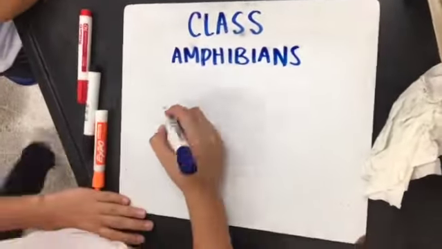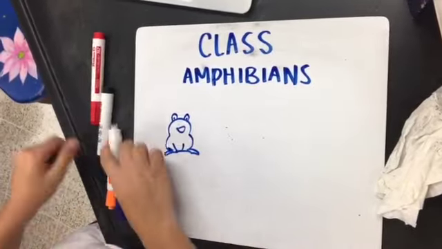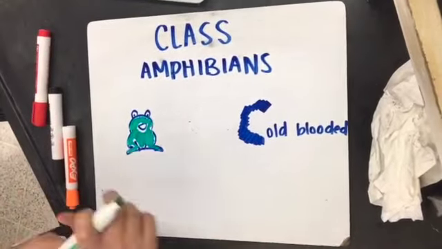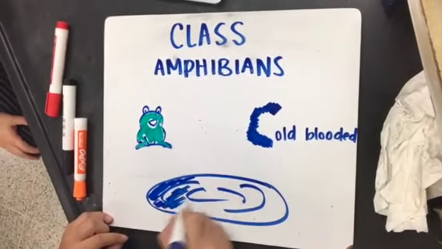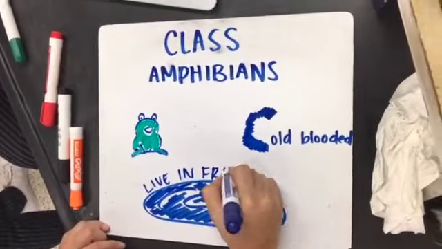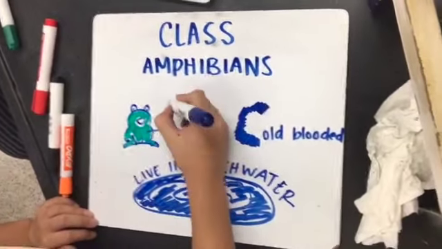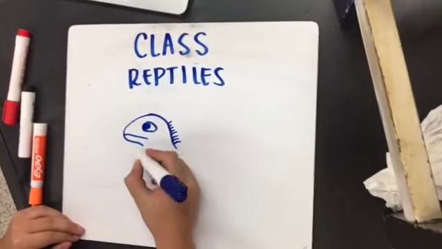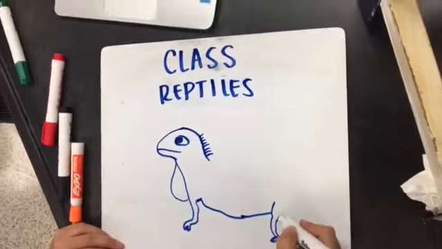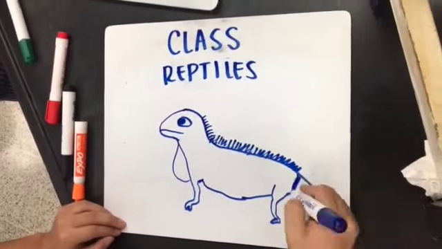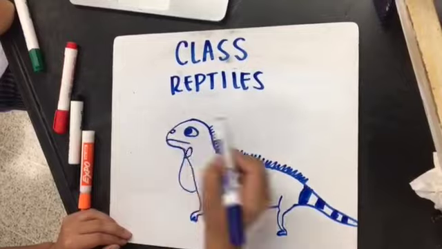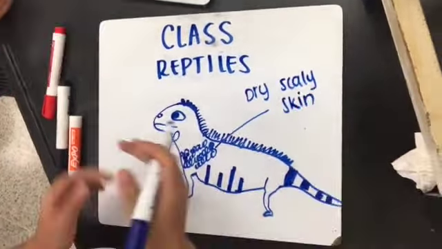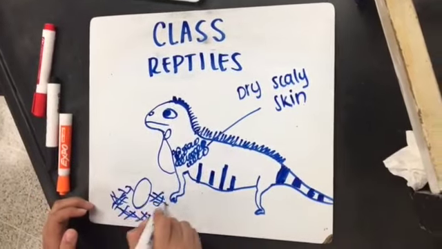Class: Amphibians. Amphibians are cold-blooded. Amphibians use their skin as a secondary respiratory system. Amphibians live in fresh aquatic systems. Amphibians use internal fertilization to reproduce. Class: Reptiles. The characteristics of reptiles are: they have dry, scaly skin. Reptiles are cold-blooded. They are four-legged animals, and they reproduce through internal fertilization, like birds and amphibians.